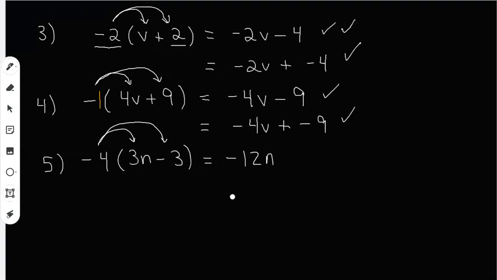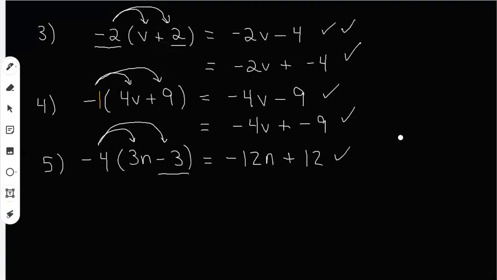Now what I'm going to do is I'm going to multiply the -4 by the -3. Notice that this is a -3. That's important. What's negative 4 times negative 3? Negative 4 times negative 3, that's actually going to give you a positive 12. And that's my answer. Negative 12n plus 12.